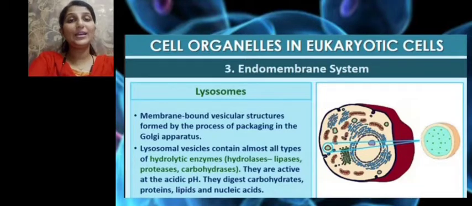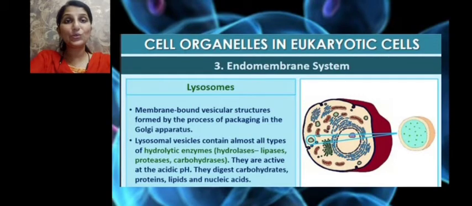In this module, we learn about the next two types of cell organelles which form part of the endomembrane system, that is lysosomes and vacuoles. Now let us learn about lysosomes. Lysosomes are membrane-bound vesicular structures which are formed by the process of packaging in the Golgi apparatus.